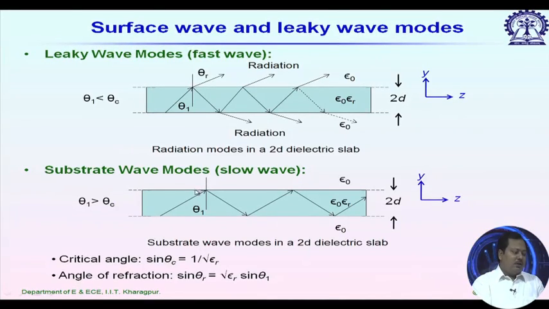Next, the same wave, but in this case the angle of incidence is more than the critical angle. The relationship for the critical angle is sin theta c equal to 1 by root of epsilon r.